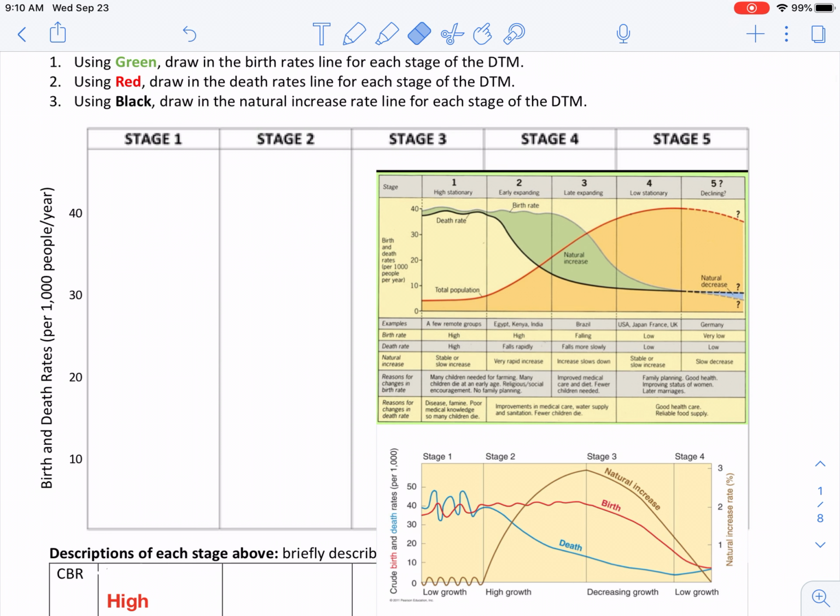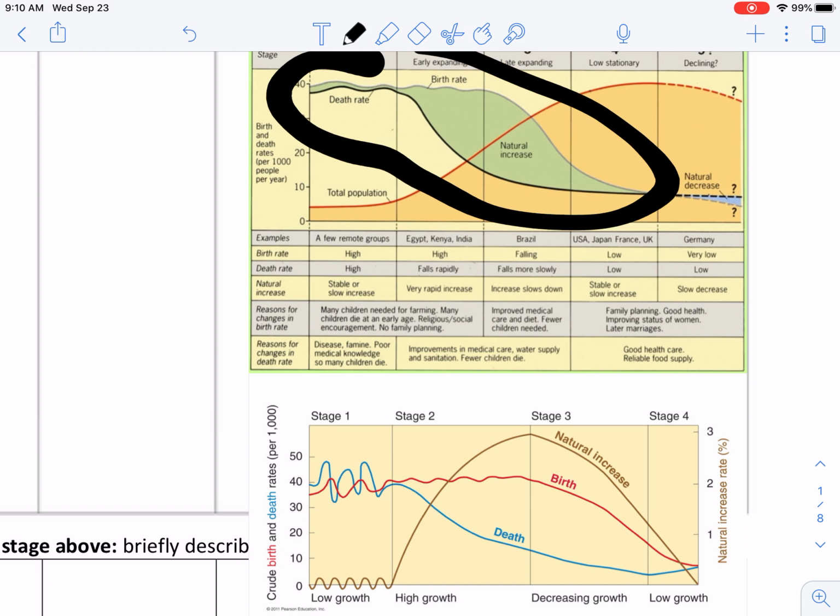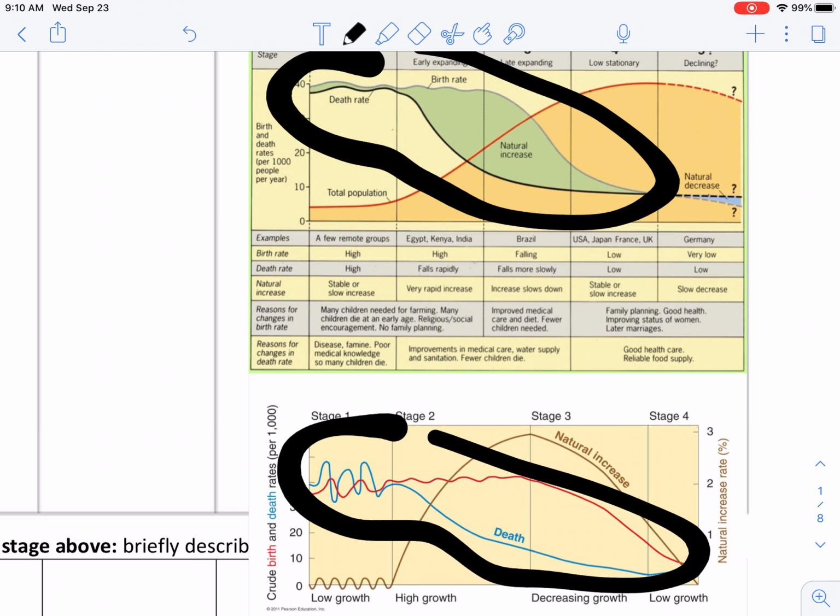Now, the graphic that I shared with you has all 5 stages in it. The graphic that I used in the notes only has 4. And that's fine. These are both models. They're both accurate in predicting the path that countries take with their population growth. They are slightly different, and I'll point out how they are different in that the birth rate and death rate lines are going to be very similar in how they run. See, those are the same.